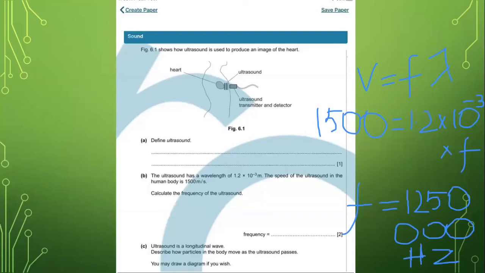The last part states ultrasound is a longitudinal wave. Describe how the particles in the body move as the ultrasound passes. Now in this, the first point will be that the particles in the body are vibrating to and fro from their rest position. Then the second point will be that these vibrating particles form a series of compressions and rarefactions, and thus the ultrasound wave is propagating through the particles in the body.